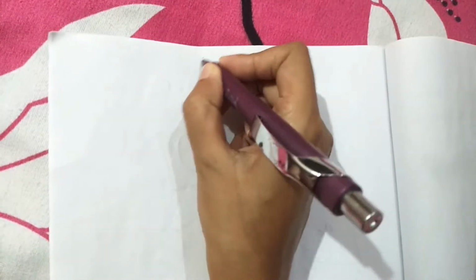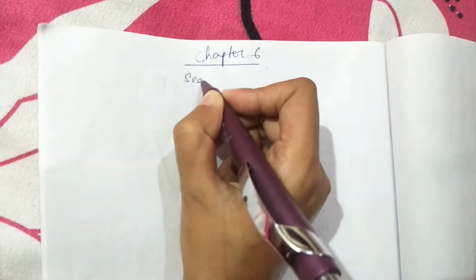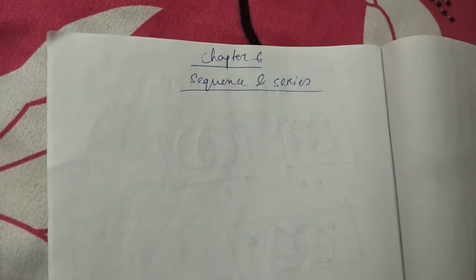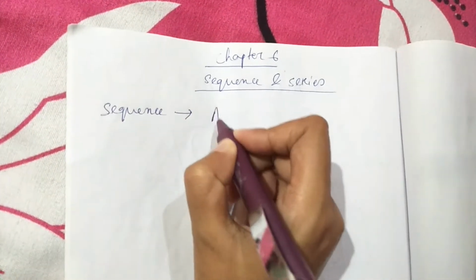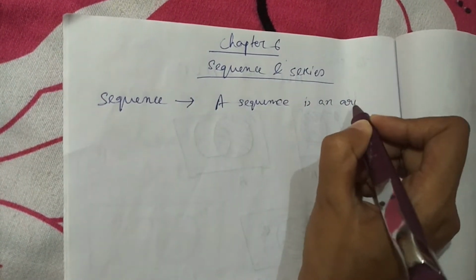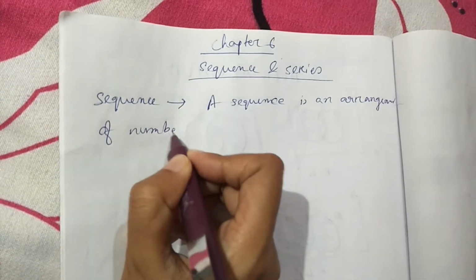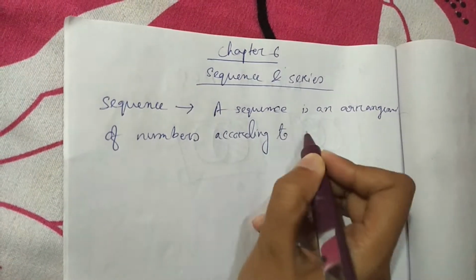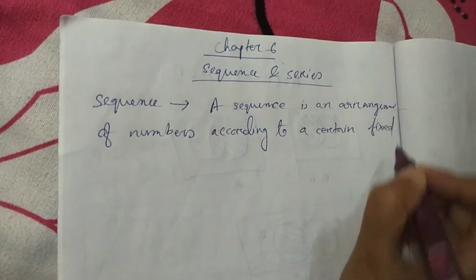So today we shall discuss chapter 6, that is sequence and series. First of all, let us discuss what is a sequence. A sequence is an arrangement of numbers according to a certain fixed rule.